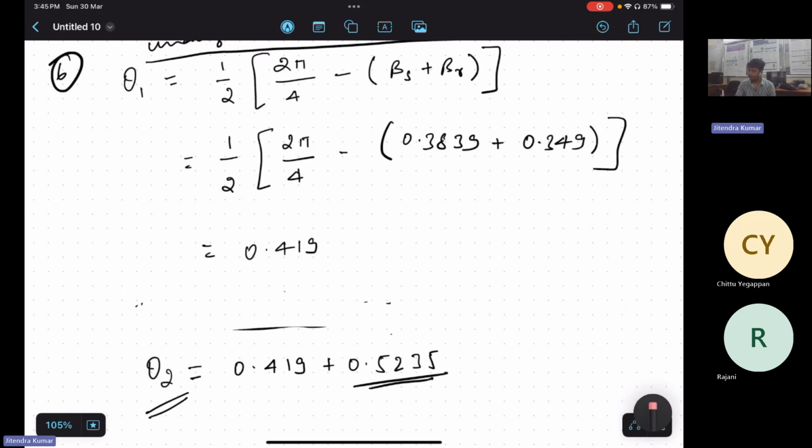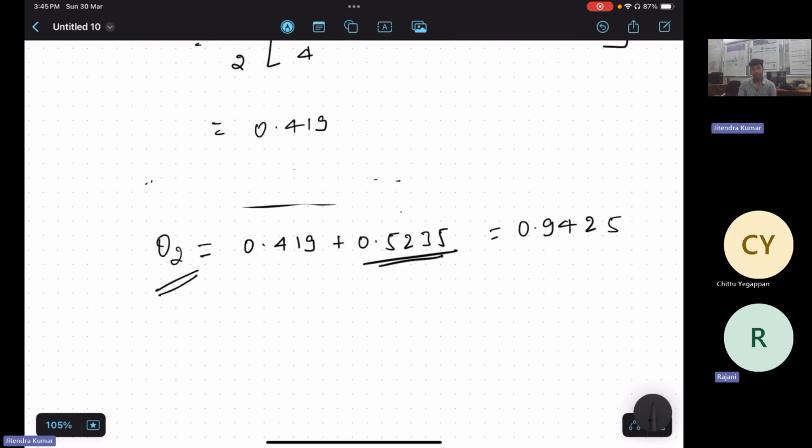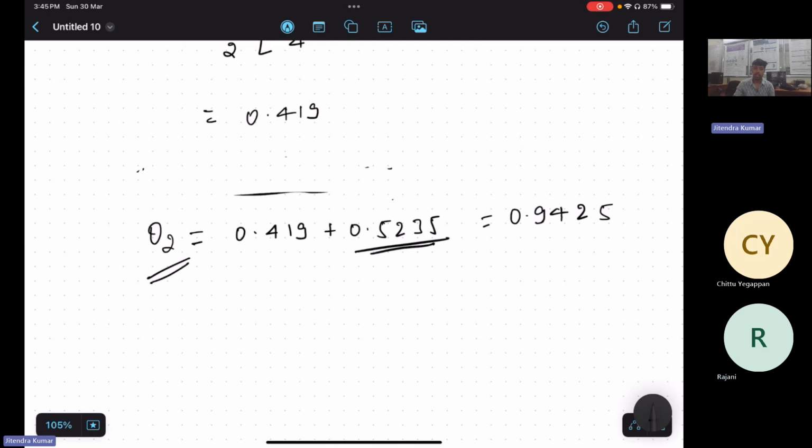0.9424, sir. It is coming around 0.94259, so 0.9425 should be fine, just to be sure of the calculation. 0.9425, sir. Now, how to calculate these inductance slopes? Next, the slope we have to calculate.